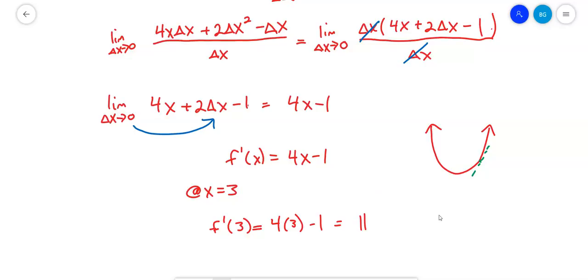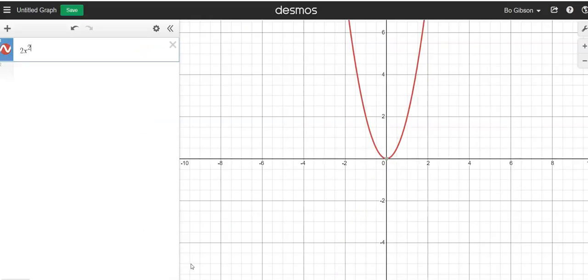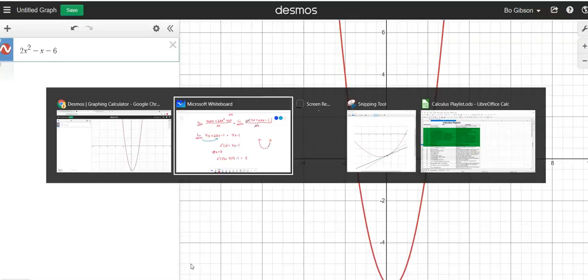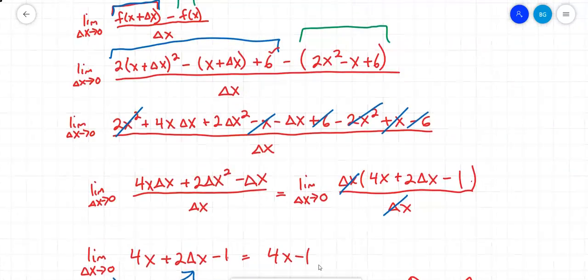I think it might be beneficial right now to jump over to Desmos and actually look at this function and see if this derivative actually makes sense. Okay, so I had 2x squared minus x. Was it minus 6 or plus 6? I kind of forget. Let's see. Just scroll back up real quick. Plus 6.